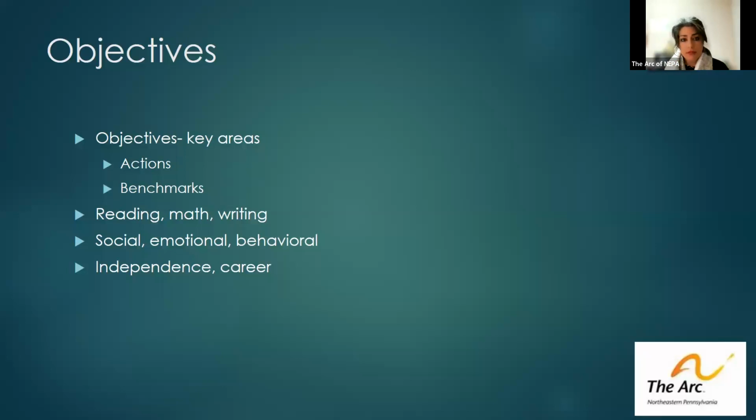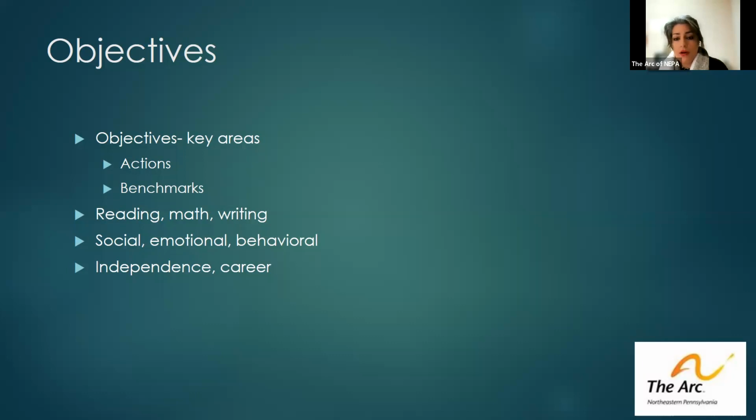So you have a very specific goal, and now you're going to look at benchmarks to help keep track of that goal over the course of the year. So by November, Sally might be able to read orally 70 to 80 words per minute. By February, she might be able to read 80 to 90 words per minute. And by April, hopefully, she'll be able to read 90 to 100.